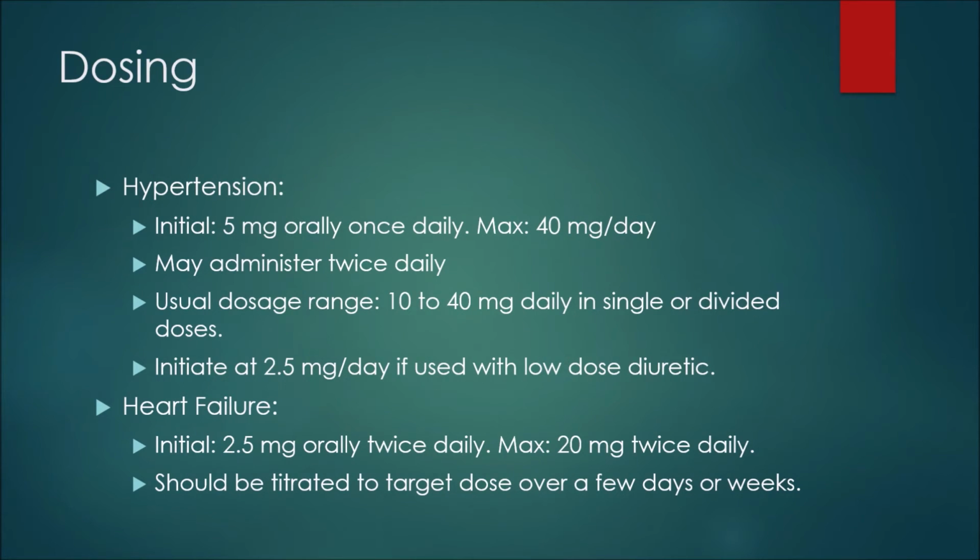Initiate at 2.5 milligrams per day if used with a low dose diuretic. In heart failure, it looks like we'll start off here with an initial dose of 2.5 milligrams orally twice daily and a maximum dose of 20 milligrams taken twice daily. This medication should be titrated to target dose over a few days or weeks.